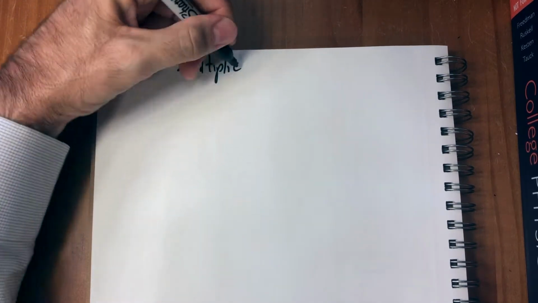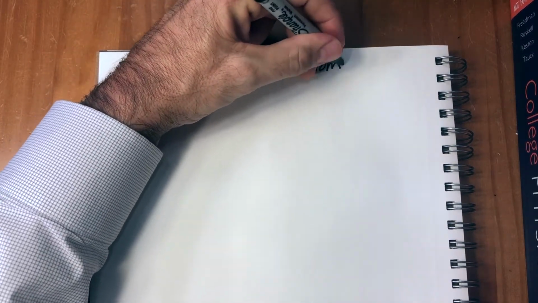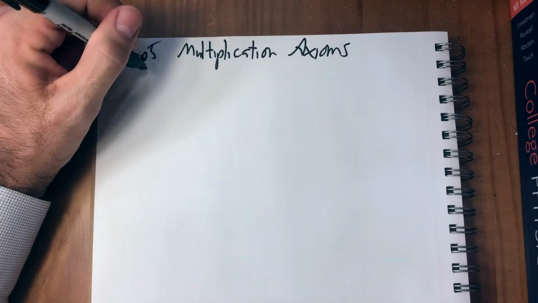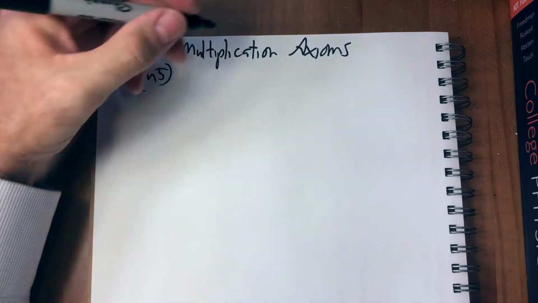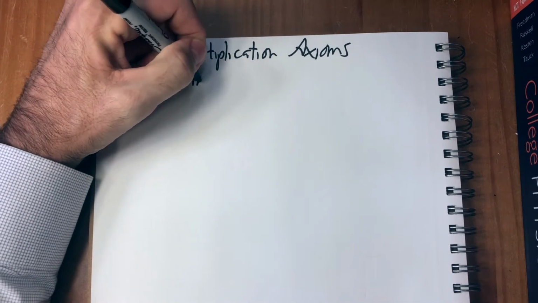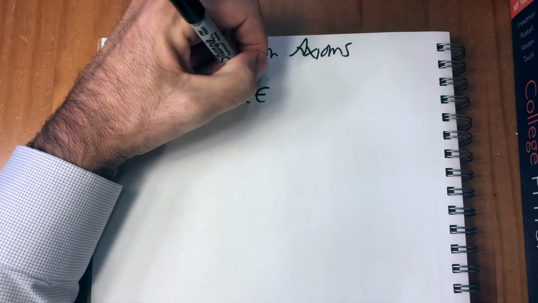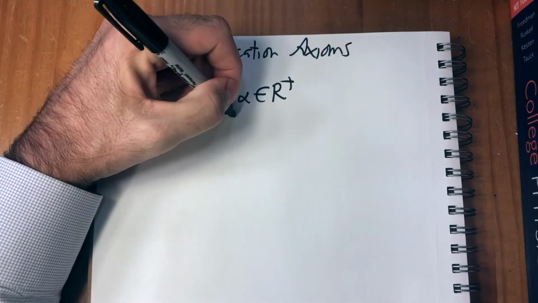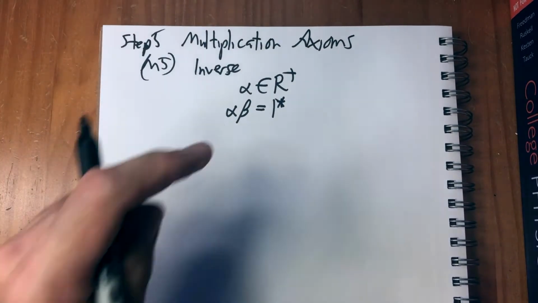Working our way through step 5, which is the multiplication axioms. We've done M1 through M4. Now we're on M5, which is the inverse, which means that for every alpha in R plus, there exists a beta such that alpha beta equals 1. That's what we're trying to prove.